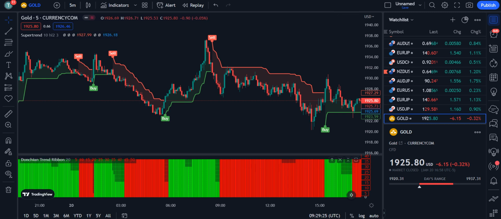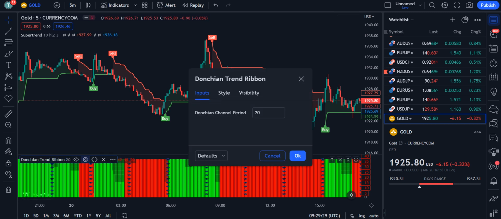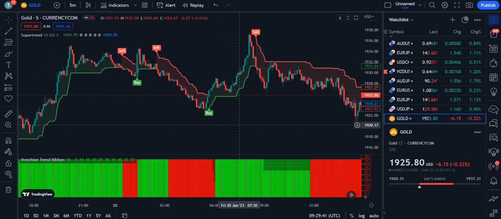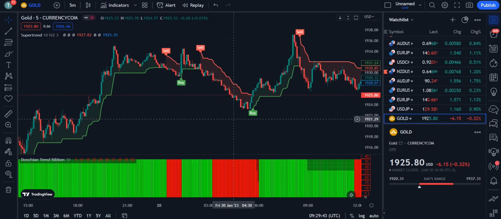Now we have to make a few adjustments to the Donchian Trend Ribbon indicator. Here we have to change its Donchian channel period from 20 to 30, and click OK. It will be applied on your chart. Now this is according to our strategy, as we want it.